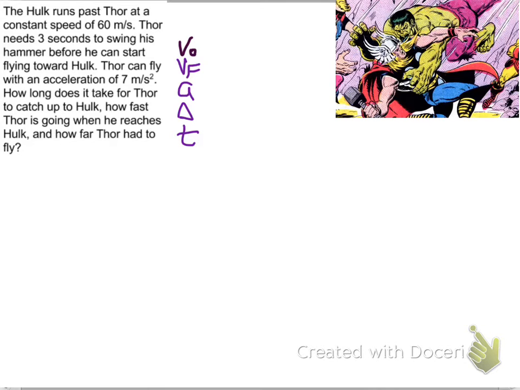Here's an example of solving a chase problem. Just like any kinematics problem, we want to use our V0, V final, a, delta x, and t. And we need two columns, one for Hawk and one for Thor, since we have two objects moving in this problem. So we look through the information that's given and set up our table.